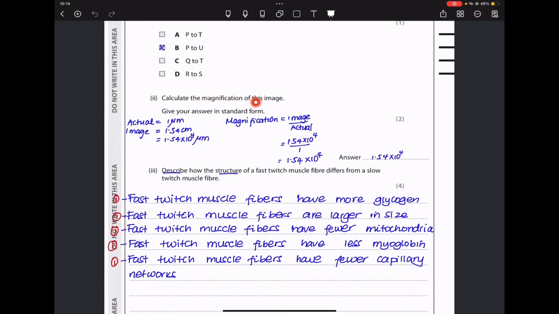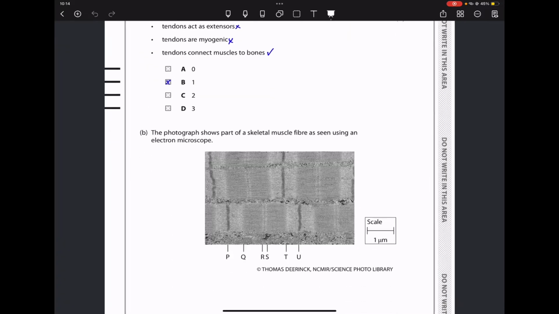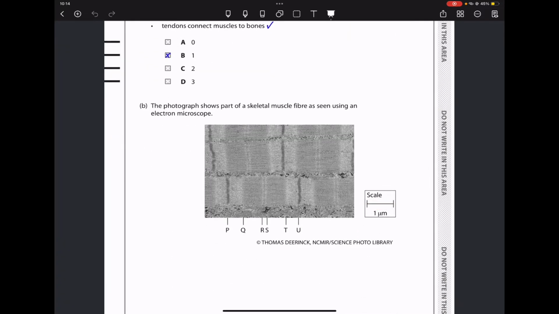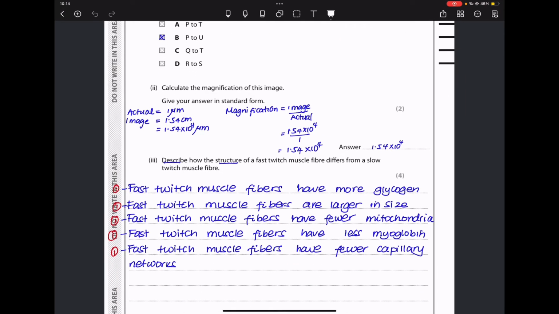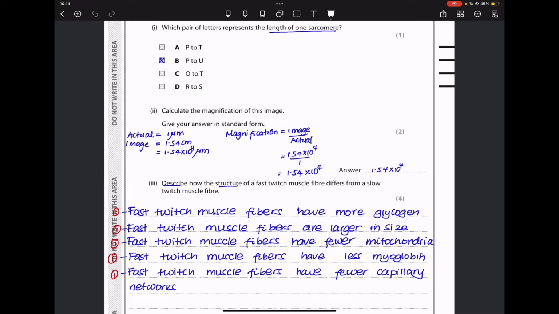Next, they say calculate the magnification of this image and give your answer in standard form. So we are going to use this scale here. When I measured, I got 1.54. And again, you have to use your ruler. I was using my iPad, so you could use the actual paper. Some get 1.55 and so on, but I got 1.54. That is in centimeters. And we know this is corresponding to 1.54 times 10 power 4 micrometers. So my magnification is going to be the image size, which is that, divided by the object, giving me 1.54 times 10 power 4 as my answer.